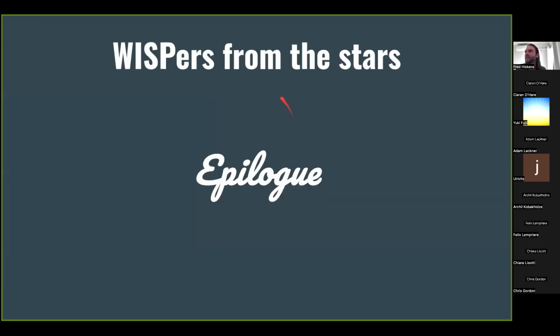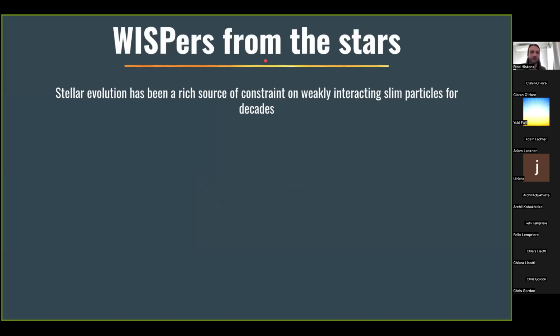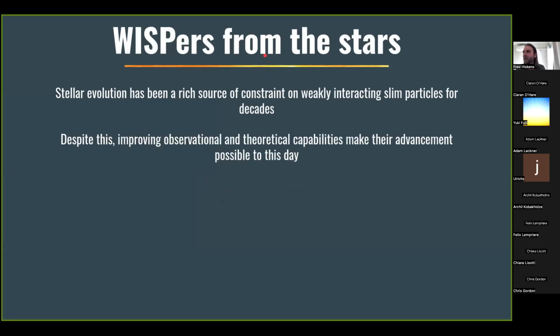Okay, with that said, I'll conclude. Hopefully I've shown you that stellar evolution has been a rich source of constraints on weakly interacting slim particles for decades now. Despite this, the improving observational and theoretical capabilities out there make their advancement possible even now.